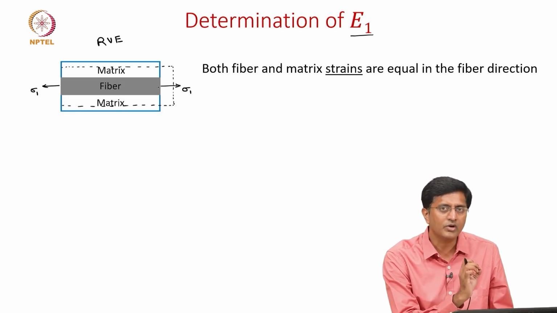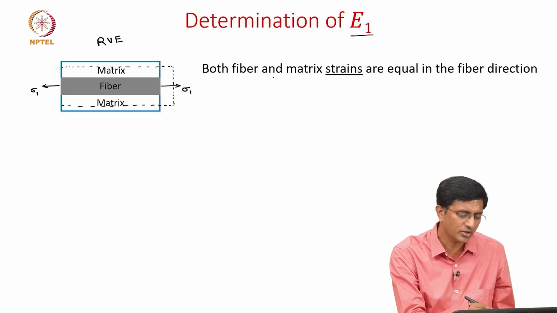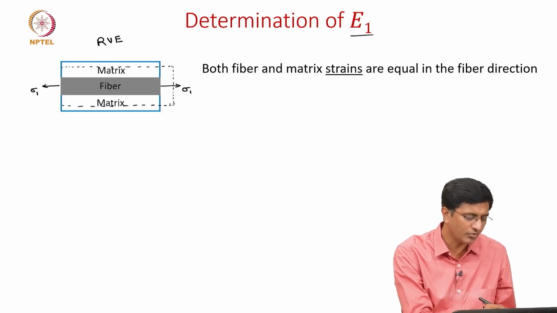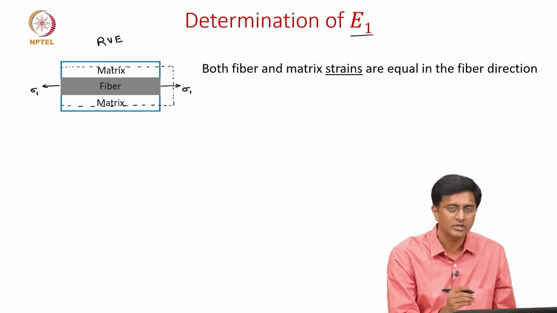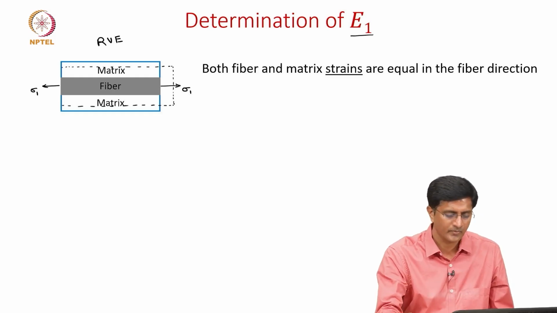So these are the simplifying assumptions we are talking about. As we mentioned, now we are focusing on the mechanics of materials approach where we do make these assumptions. Okay, once we make this assumption that both the fiber and matrix have the same strain, and we showed you this is the deformed state after applying the loads along the fiber direction. Now let's derive and see how we come up with E1.